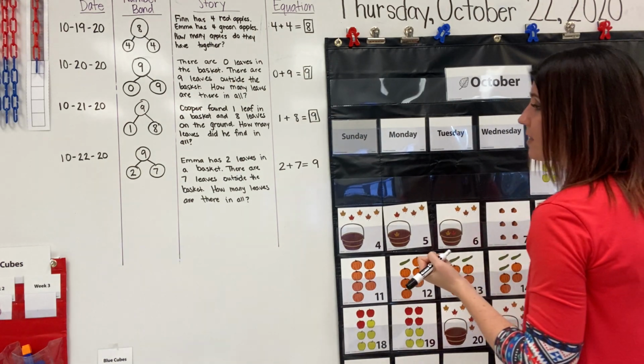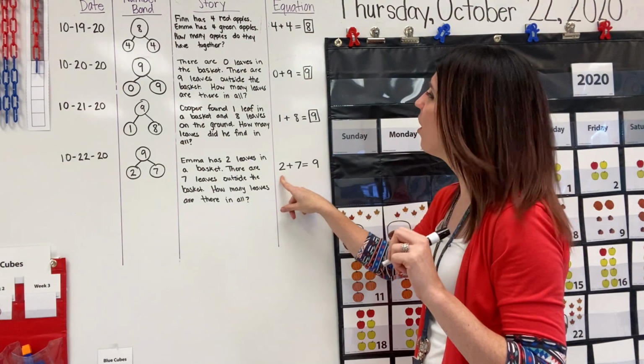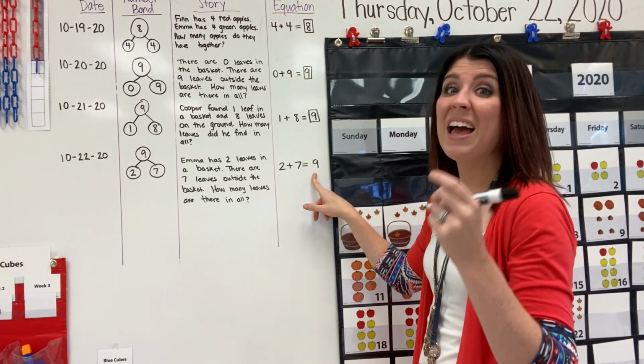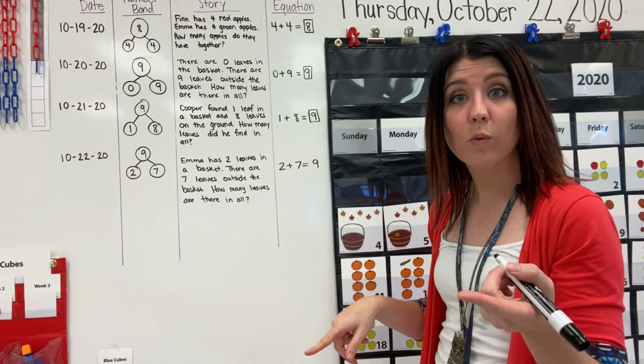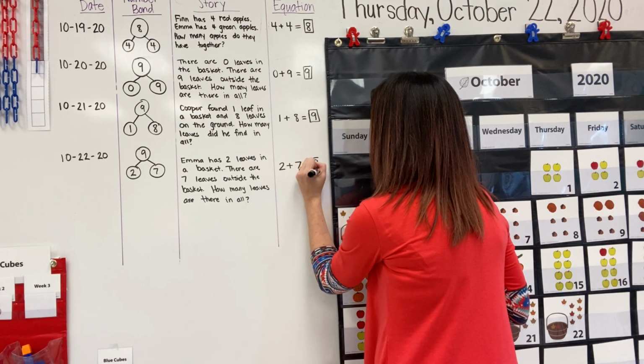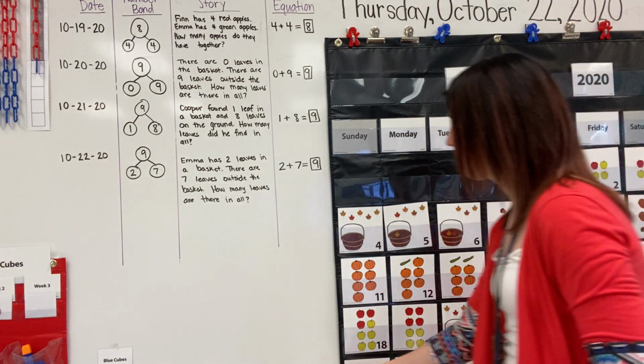Now, since the question was how many leaves are there in all, are there 2 leaves in all? No. Are there 7 leaves in all? No. Are there 9 leaves in all? Yes. So since that's the answer, what should I do to it? Put a box around it. Good job. All right. Now let's collect some cubes.